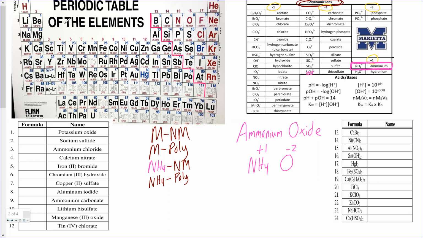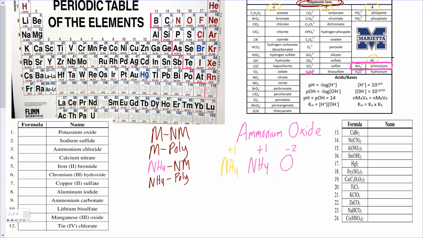Now remember with ionic, we have to get those charges to cancel out. They have to be equal to 0. Are they equal to 0 right now? If I add them up, +1 and a -2, is that equal to 0? No, it is not. Do I need another oxygen or another ammonium, or do I need some of both? Another ammonium. All right, so I'm going to add another ammonium, NH4 with a +1 charge. That is now equal to 0.